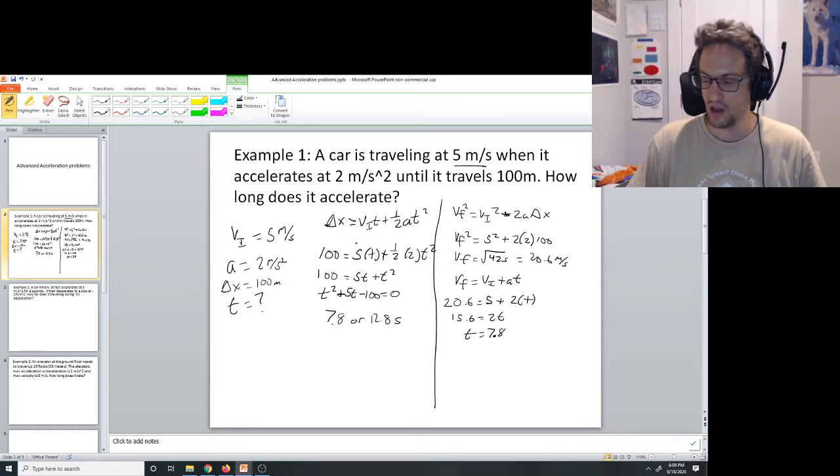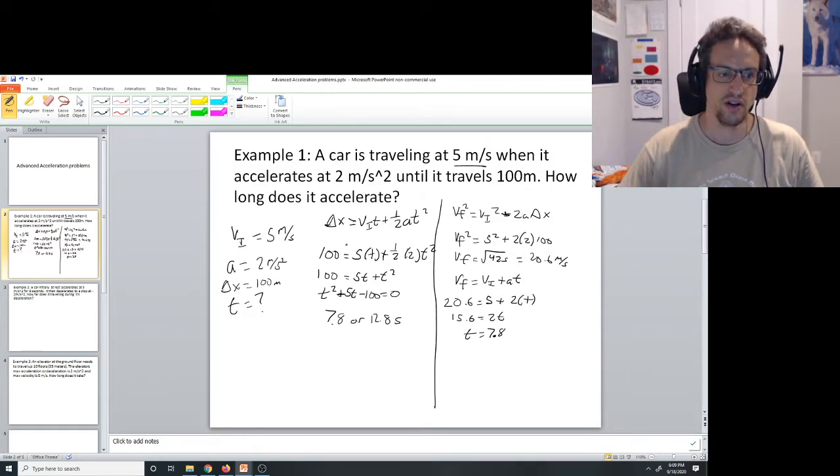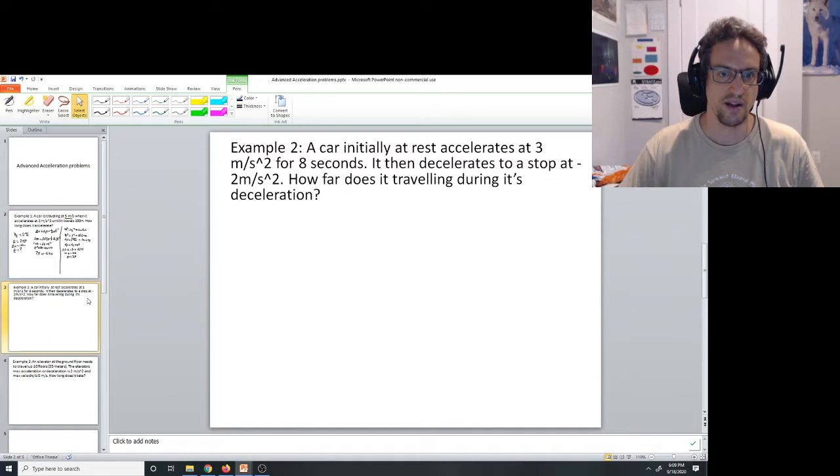All right? Okay, moving on to the bigger concept for today. What if we have a problem where the acceleration is two different things? So right here we have a car. It's initially at rest. It accelerates at 3 meters per second squared for 8 seconds. It then decelerates to a stop at 2 meters per second squared. Now I want to know how far it's traveling during its deceleration, so just that second part.